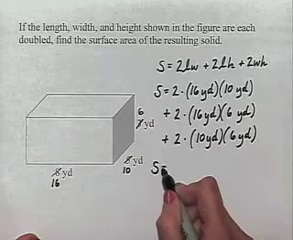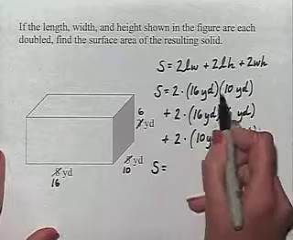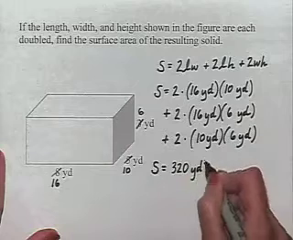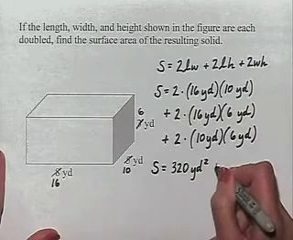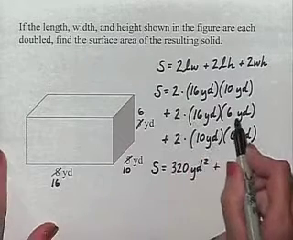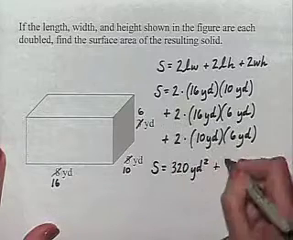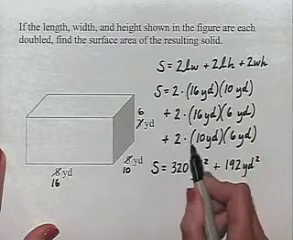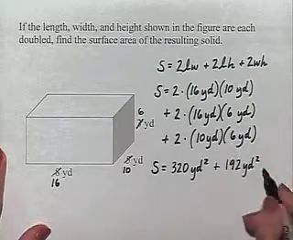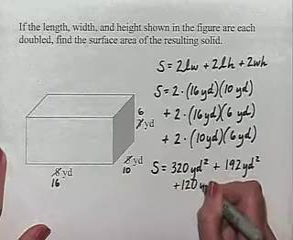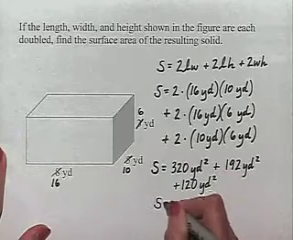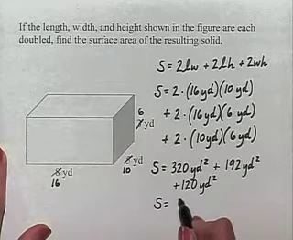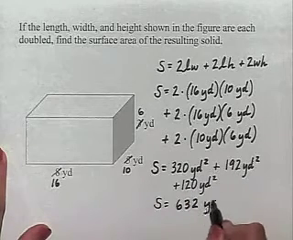Now, let's determine these values. We have 2 times 16 times 10. That's 32 times 10, or 320, and we have square yards as our unit. We're going to add to that 2 times 16 times 6, and that's going to be 32 times 6, which is going to be 192 square yards. And then finally we have 2 times 10 times 6, that's 20 times 6, or 120 square yards. And so finally, to find the surface area, we're going to add together 320, 192, and 120 to give us our sum of 632 square yards.